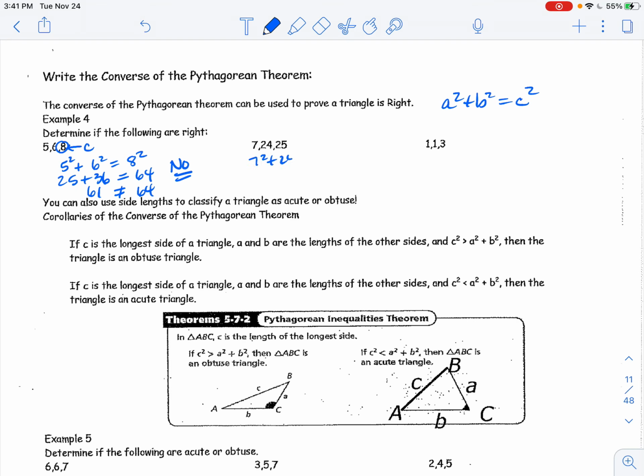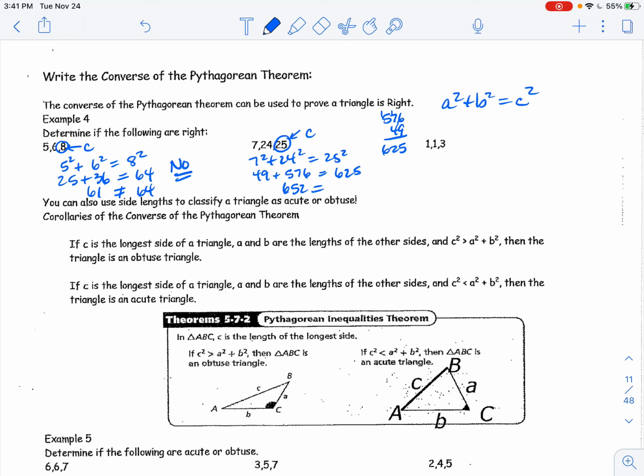All right, let's try this next one. 7 squared plus 24 squared, does that equal 25 squared? Remember, you're always looking at the longest side. That's going to be your c. So 49 and 24 squared, I've worked that out. That's 576, and 25 squared is 625. And if we add these two together, 576 and 49, that would be 625.